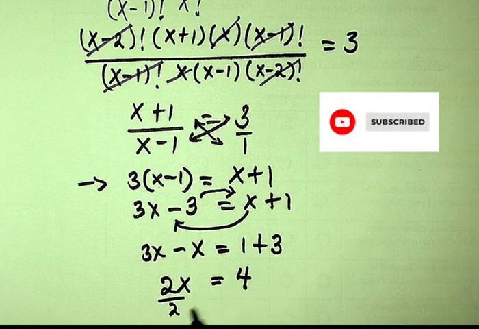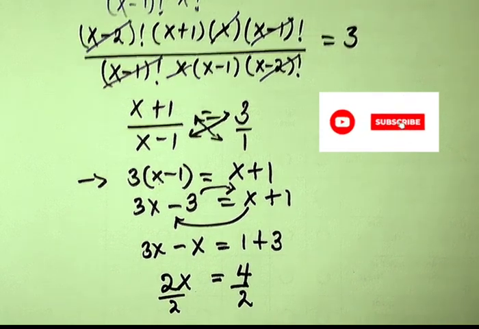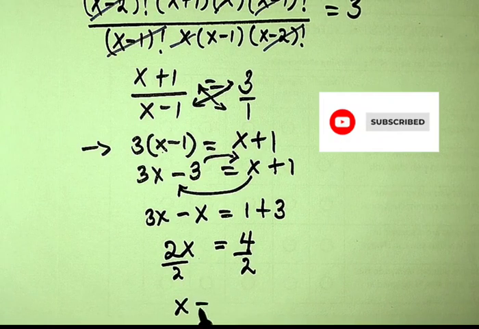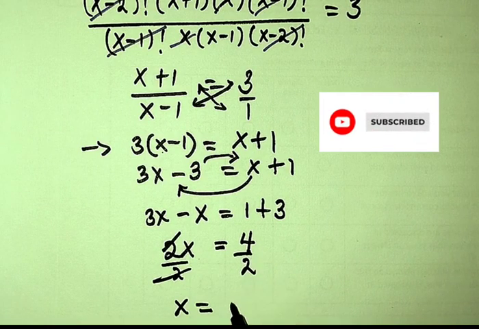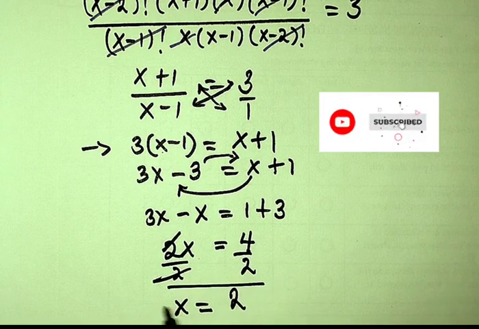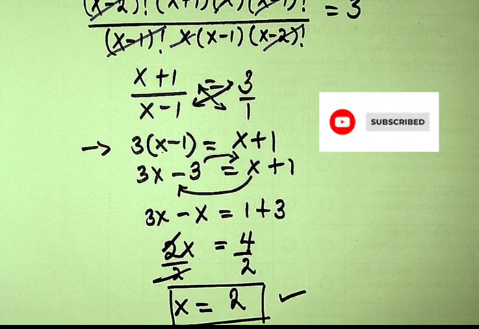So dividing through by 2, we are going to have x equals to, this cancels this, we are going to be having 2. So therefore, our final solution is x equals to 2.